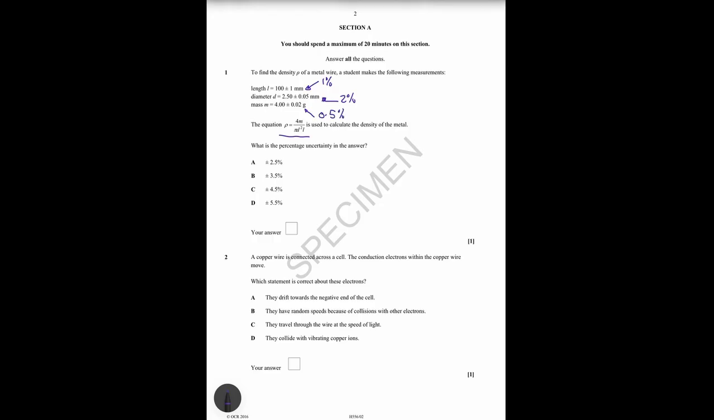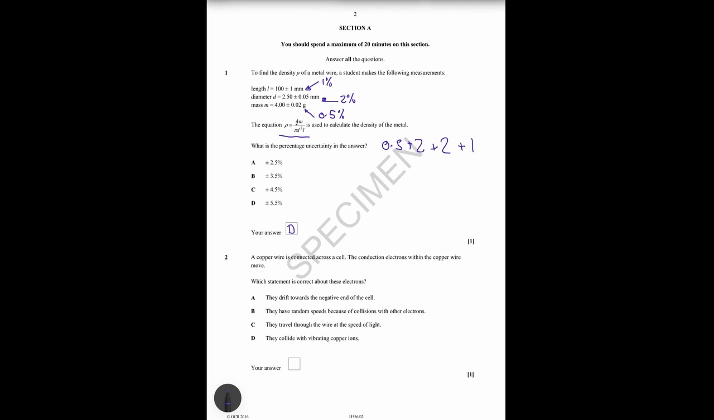Now let's take a look at the formula and see what I can do. 4 is just a number, so there's no error in there. What's the error in m? We just worked it out, it's 0.5%. What's the error in pi? There's no error in pi. What's the error in d? 2%. I'm going to write that down, but it's d squared, which is the same as d times d, so there's another d with 2%, and the error in L is going to be 1%. Now I'm just going to add these all together: 0.5 plus 2 plus 2 plus 1, and I should get the answer of 5.5%. Is that an option? Yeah, it is. It's D. Excellent news, I have got a mark.